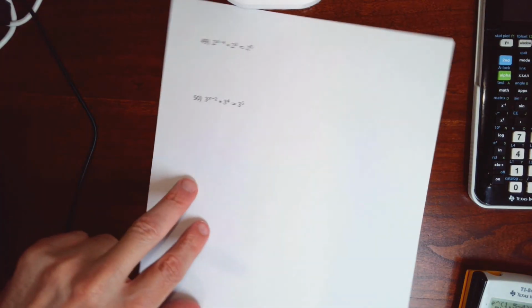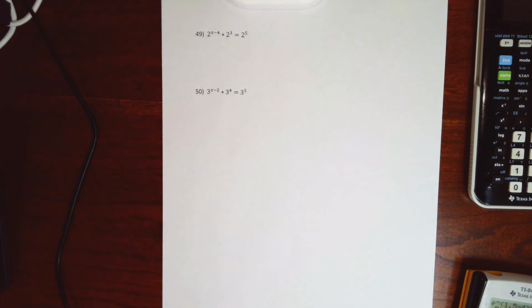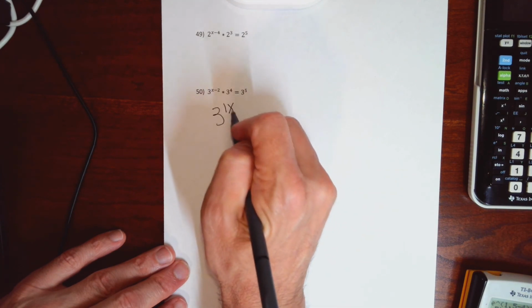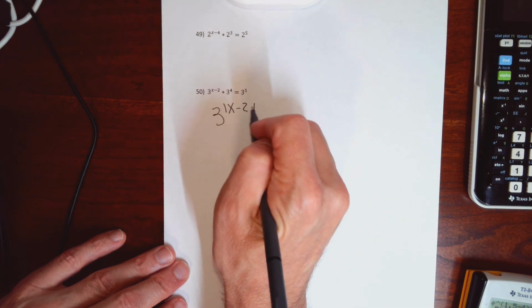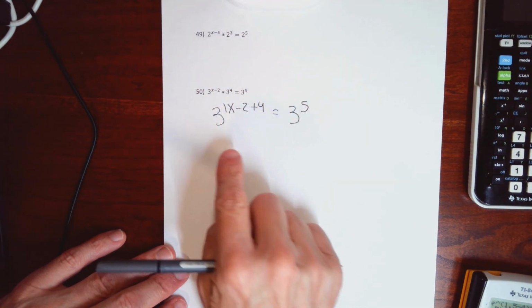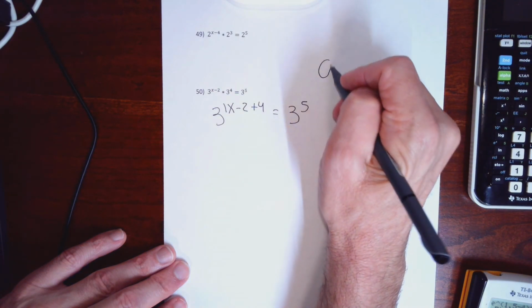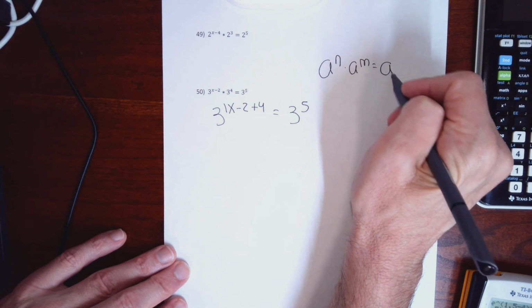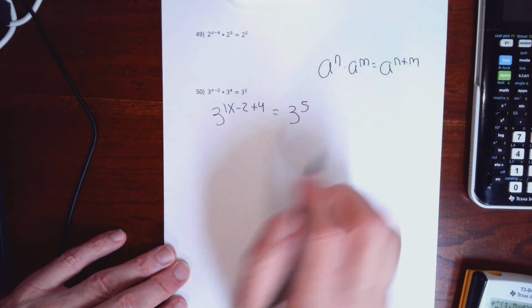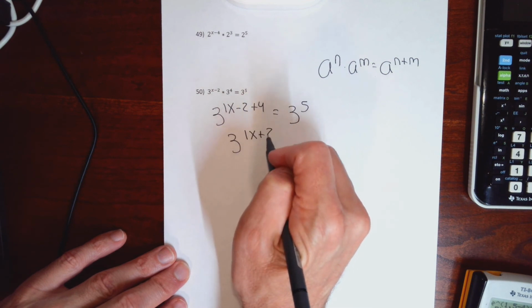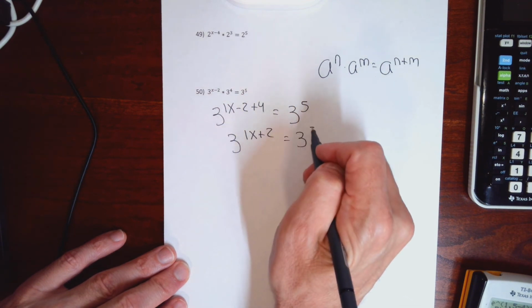Last problem with the same style of problem. The bases are the same. I'm going to use the same rule on the left-hand side to get it to only have one of the bases. What I do is add the exponents and keep the base the same, using the rule that if you are multiplying and the bases are the same, you add the exponents but you don't change the bases. So now the left-hand side's exponent, if I simplify it, is going to be 1x plus 2.